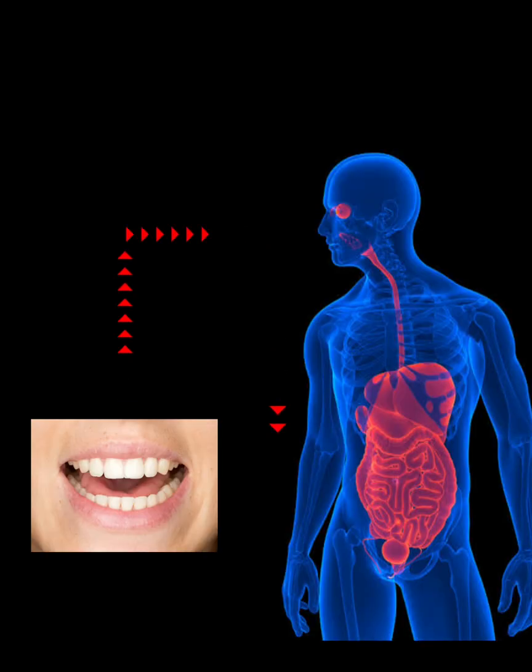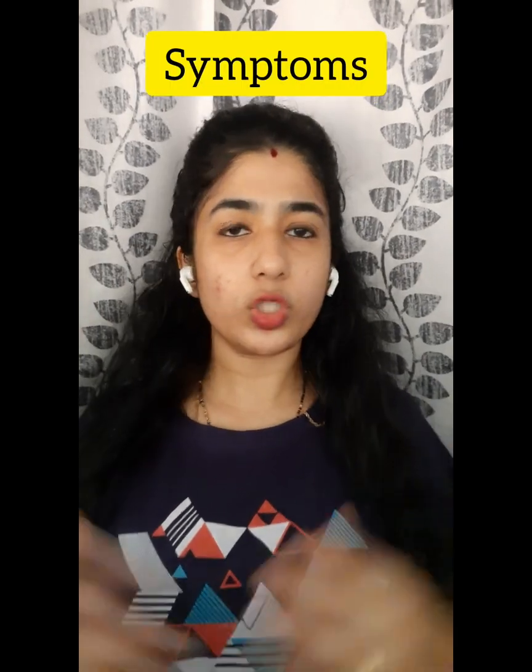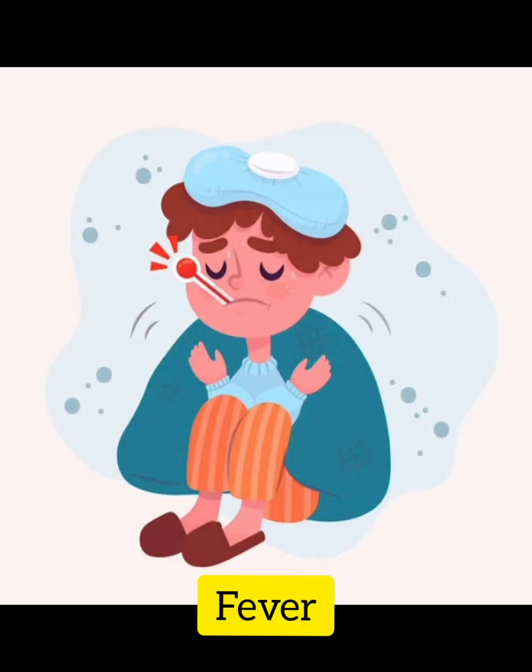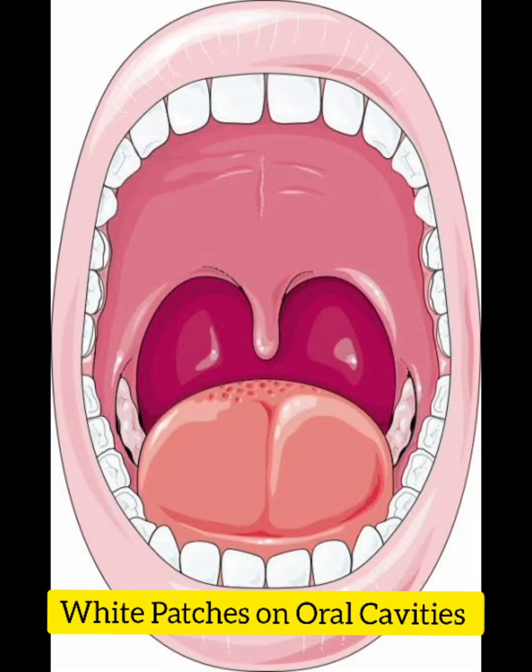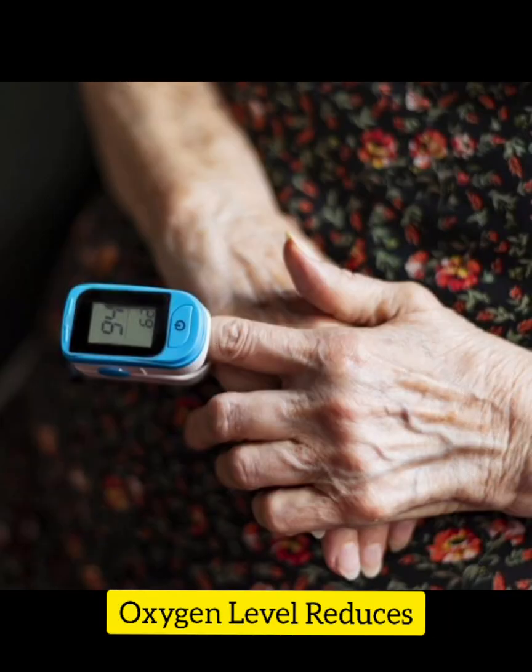Now this fungus starts from your mouth and then it goes internal. पहले वो मुंह में स्टार्ट होता है और फिर वो slowly अंदर जाके एक एक पार्ट को अफेक्ट करता है. अब symptoms क्या है? So the symptoms will be cough, fever, diarrhea, then black spots on the lungs, which can be found only through various tests, white patches in the oral cavities, and the main one is that the oxygen level will be reduced. So these are the few symptoms of white fungus.